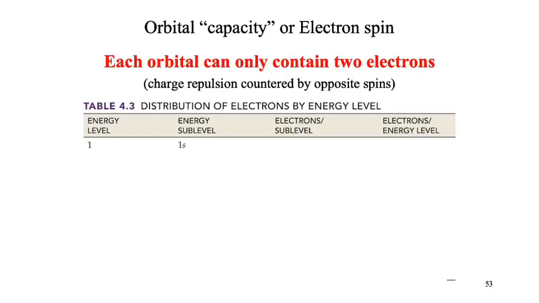So we'll talk through a couple things. Orbital capacities we'll walk through and kind of look at the electrons that could go into each orbital. Then we'll look at valence electrons.